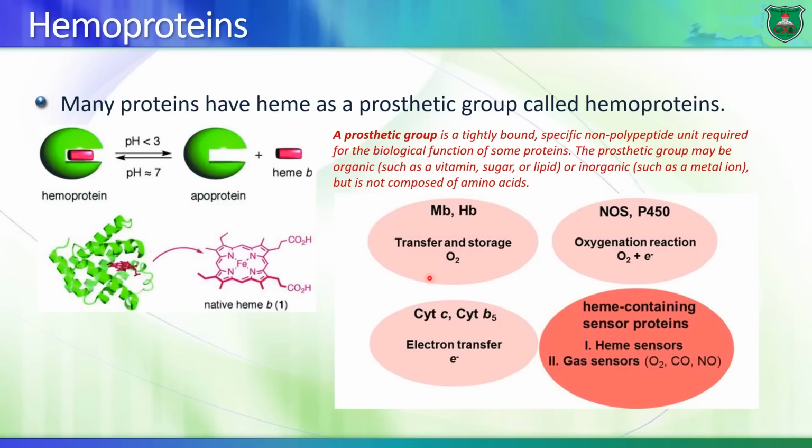Probably the most famous are myoglobin and hemoglobin, which are involved in binding oxygen for the sake of storing oxygen or transferring oxygen. We have cytochrome P450 proteins in the liver that are very important in detoxification of xeno molecules. We have also heme groups being involved in the electron transport chain, and we have other proteins that function as sensors, and heme plays a major role.